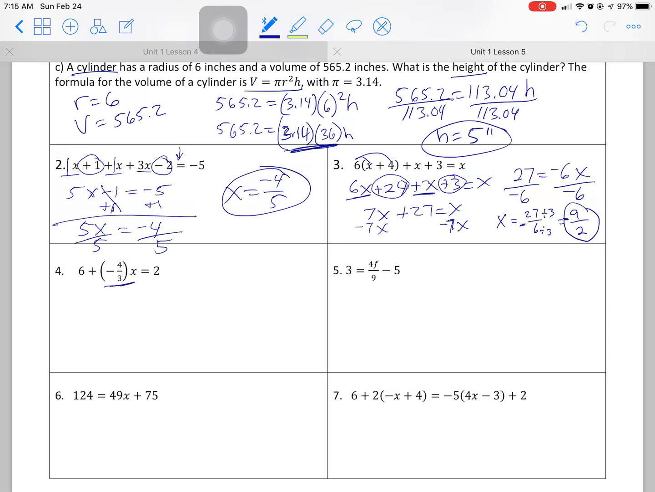Okay, there's my variable term. So that means this needs to be moved to the other side to get rid of it. So negative 4 thirds x equals negative 4. I would clear my fraction next.